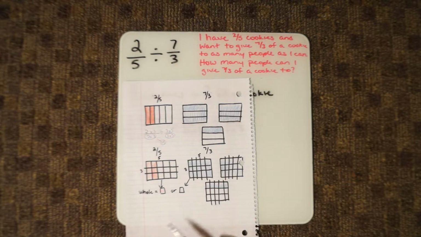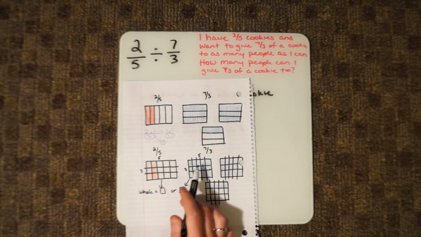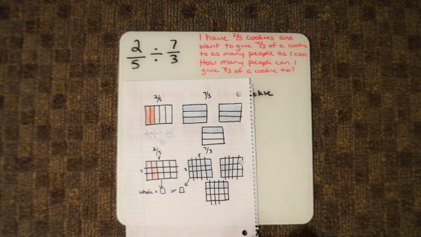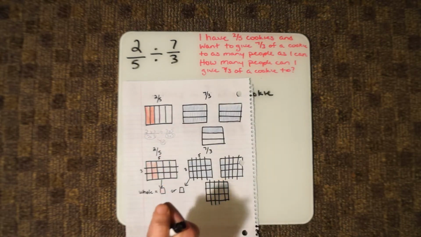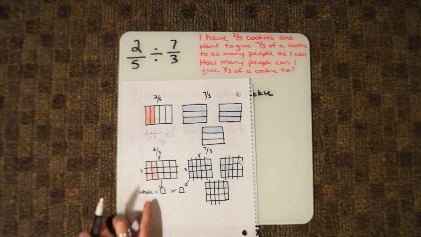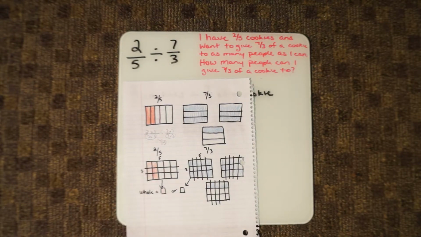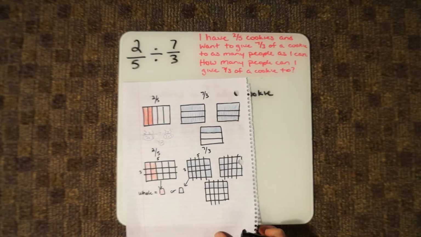So right here we have 2/5 originally, and then we split it into 3 parts. So now we have 15 equally sized pieces. Over here we had 7/3 and we split it up into 5 more pieces. Now each of those has 15 equally sized pieces, and instead of the whole big box being defined as our whole, we redefined our whole as one of these smaller pieces. So let's go back to the equation.